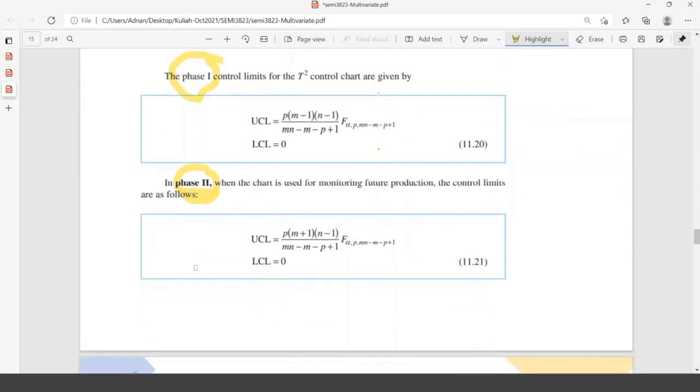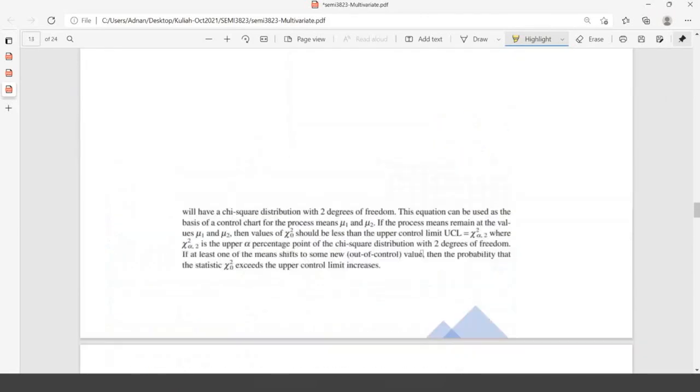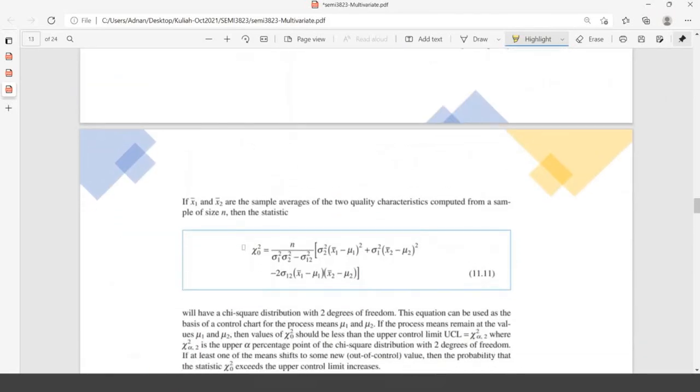You see the difference here is only very minor. Only this is positive, this is negative, in the case of the T2 control chart. For phase 1 and phase 2, it is almost the same, only the minus becomes plus here. And this is the F distribution. This is where we decide the control limits. What we monitor is this value. The statistic that we monitor is the chi-square.